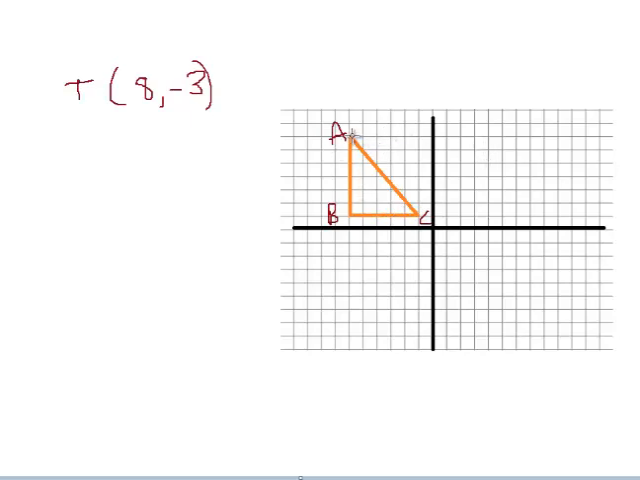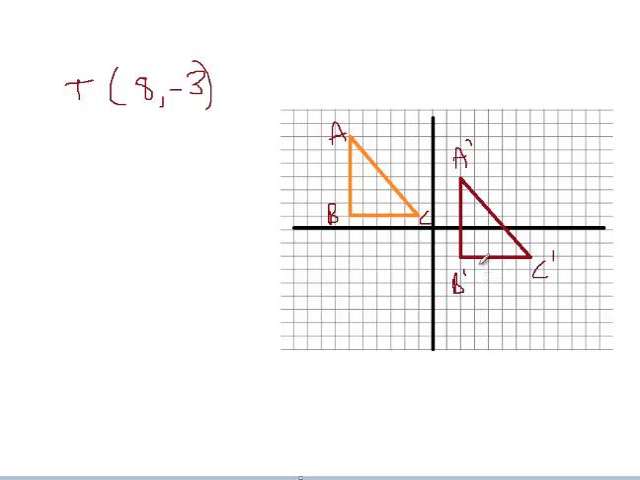X is going to be positive 8, so that's 1, 2, 3, 4, 5, 6, 7, 8. And y is negative 3, 1, 2, 3. And we're going to do the same thing except 6 down and 5 over, which is the same dimension as the previous example. So this new set over here is going to be A prime, B prime, C prime. Basically, it's the same as ABC. It's congruent to ABC. All the sides are equal to each other. The corresponding sides are equal.